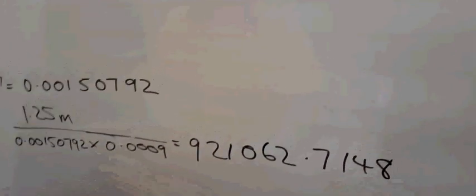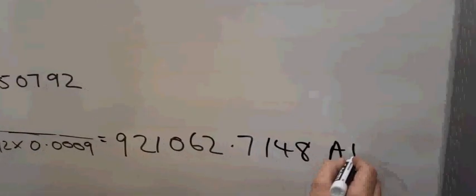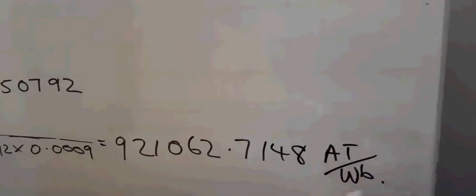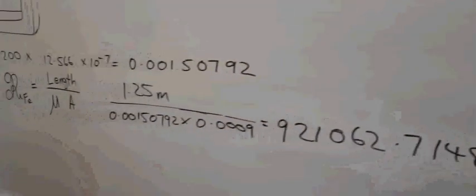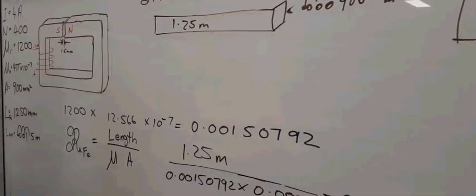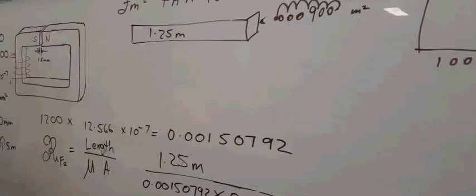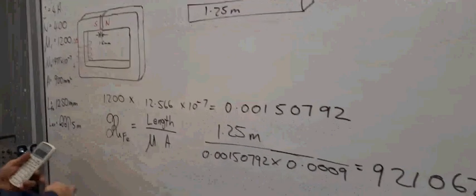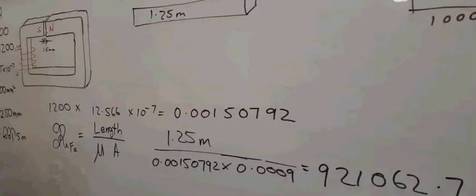921,062.7148 ampere turns per Weber. Okay, that's done. Now we have to calculate the air as well. So what I can do there is now we're looking at the resistance or reluctance of the air in the gap here. So let's write that down.